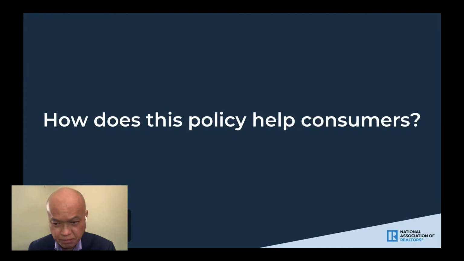How does this policy help consumers? The Clear Cooperation Policy aims to ensure that consumers have equal access to all available properties through a transparent process which promotes fair housing. And it bolsters cooperation and advances the positive and pro-competitive impacts that cooperation fosters for consumers.